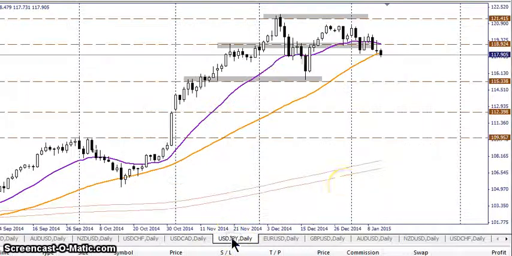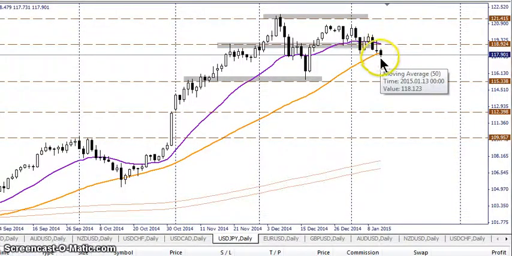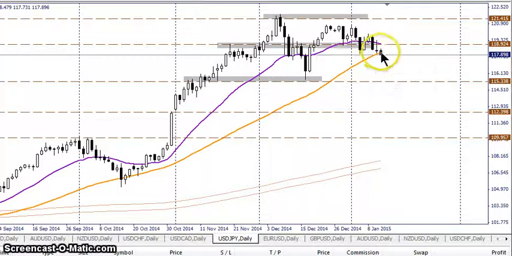So, and finally, the US dollar, Japanese yen, seems like we're heading downwards. Price has actually broken the 50, or well, it hasn't closed below the 50, but we're getting close to that. And if it does, by the end of tomorrow, if this closes below the 50 SMA, then price most likely will come back down to retest the previous low back here.